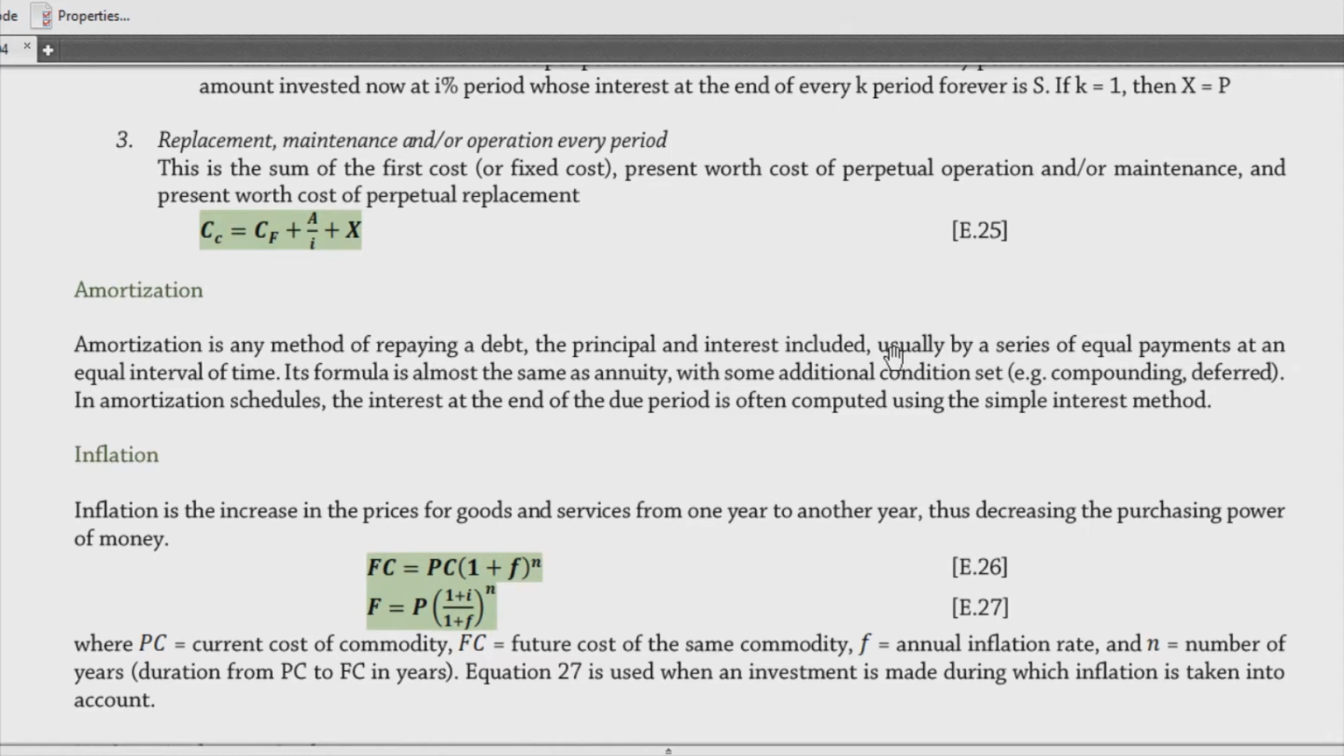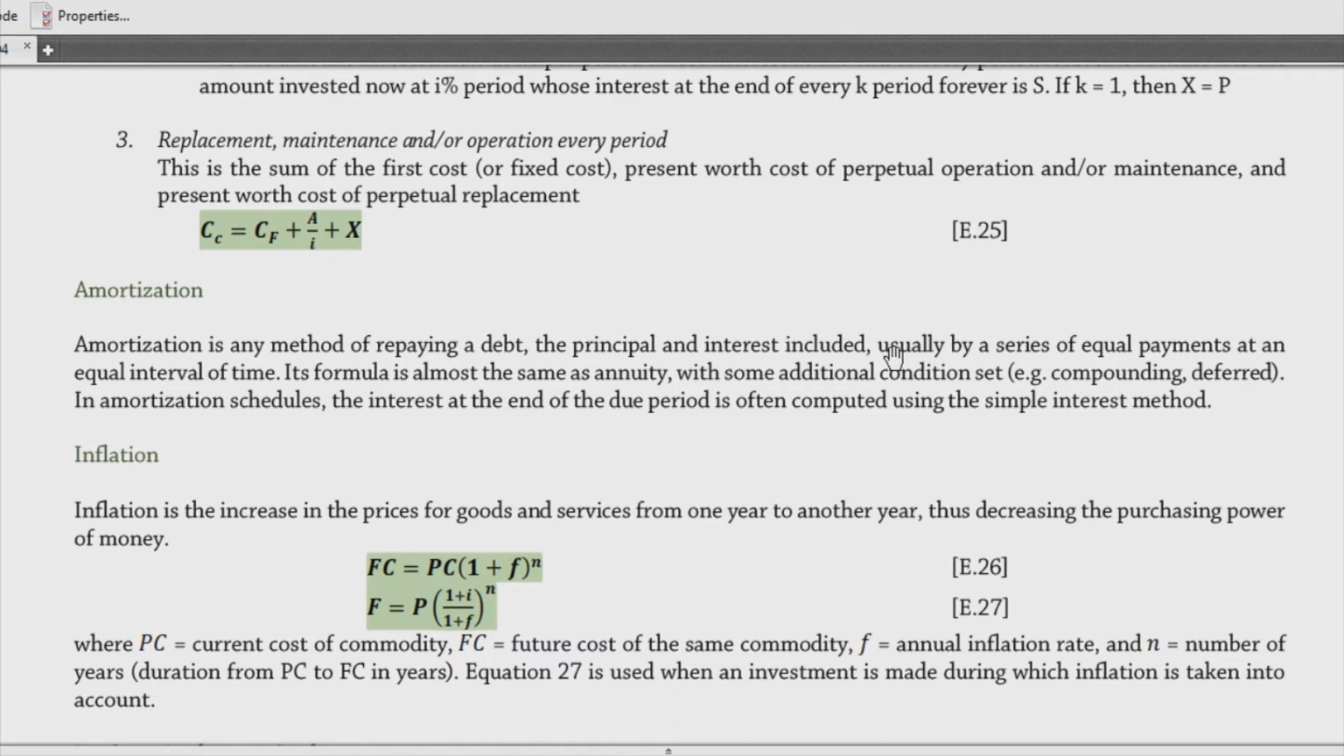Kasi, for example, nag-agree kayo na umutang ako sa'yo, pero hindi ko pa kayang magbayad for the next 3 months. So, ang gagawin nung pinag-utangan mo, sige, magbayad ka na lang starting sa 4th month, pero we have to amortize your payment in equal payments mula supposedly bayad mo siya dun sa first month up until the end duration of your payment.